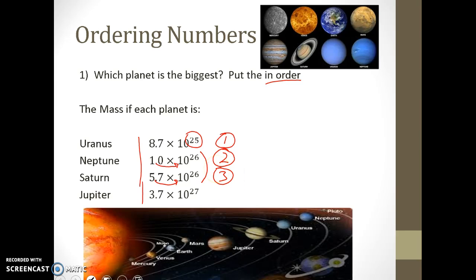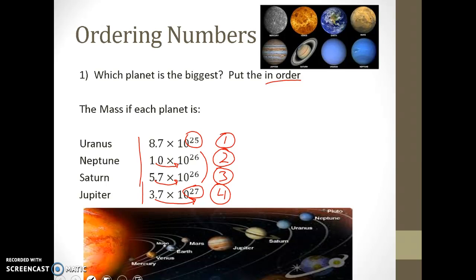The biggest planet is actually the one with the biggest exponent. So 3.7 times 10 to the 27th is the biggest planet because this would be 27 spaces to the right, which is actually 10 times bigger than anything that would be 26 spaces, or 100 times bigger than anything that is 25 spaces to the right.